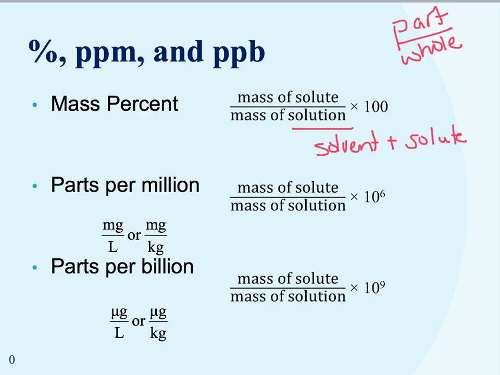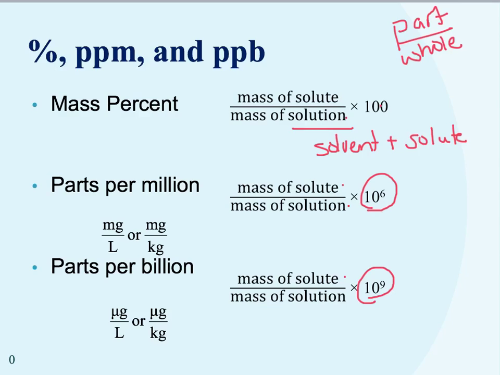This time we're looking at mass percent, which is typically what we do, and we look at the mass of the solute divided by the mass of the solution times 100. For parts per million, we take the mass of the solute over the mass of the solution times 10 to the 6th, because it's parts per million, and then parts per billion is mass of solute over solution times 10 to the 9th.